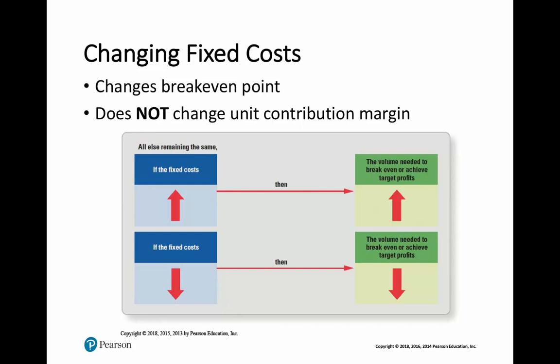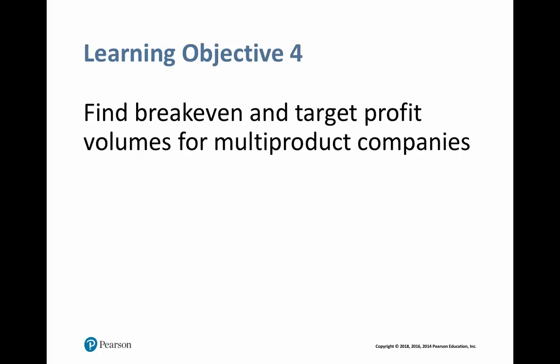Next we have our fixed cost, and again, that changes your break-even point or that target profit point, because if you remember, the numerator had your fixed cost plus your operating income. However, it does not affect the contribution margin, and that's because if you remember, contribution margin is sales minus variable. Your fixed has no impact. So all else remains the same. If our fixed costs go up, we need to sell more to get our break-even or earn a target profit. If our fixed cost goes down, then we need to sell less to get to that break-even or that target profit.